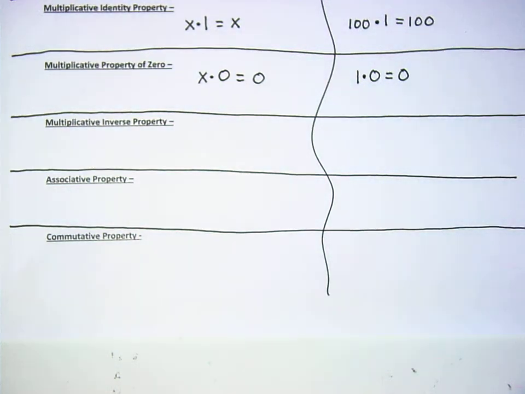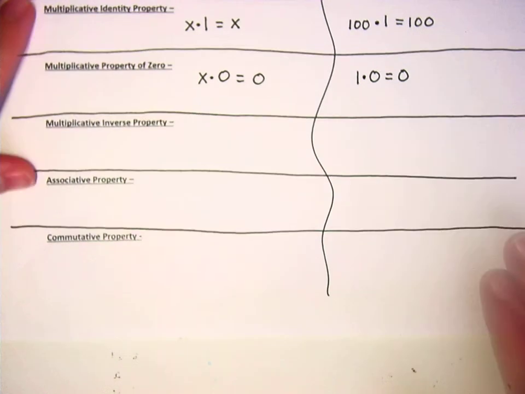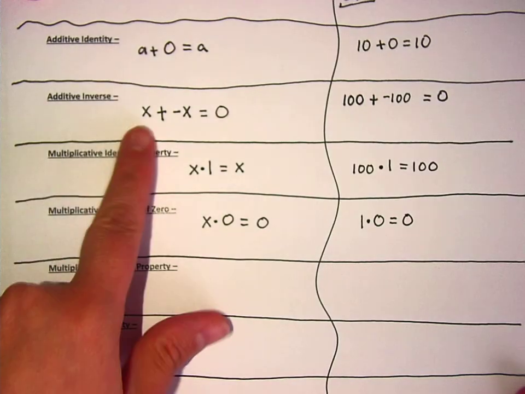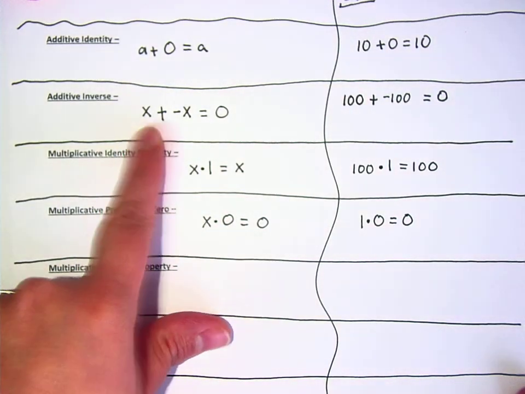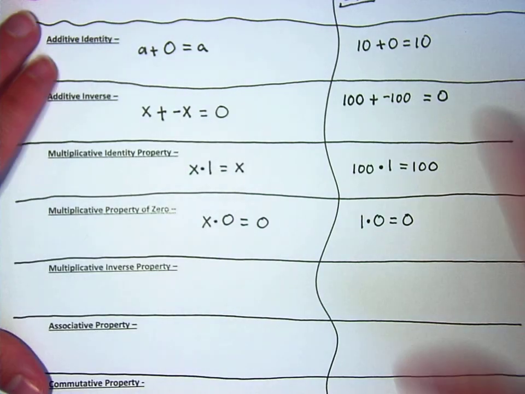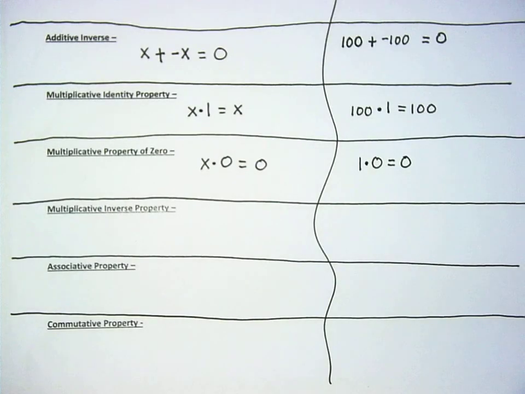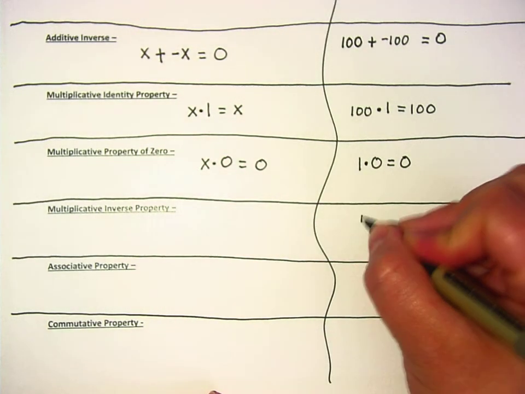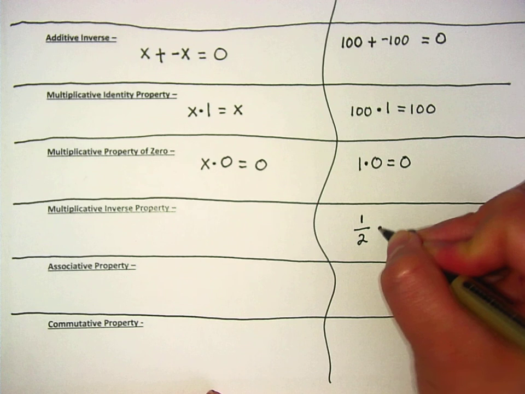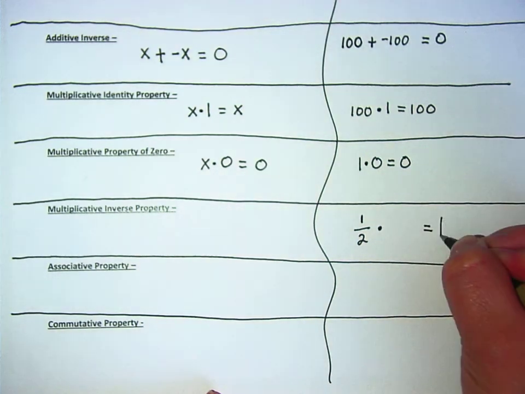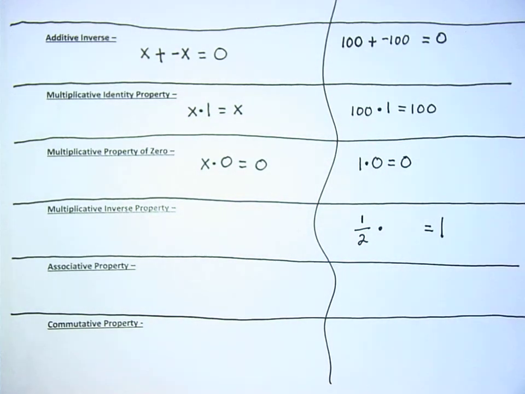Multiplicative inverse property. To remind you, look up. The inverse here was x and a negative x equals 0. Multiplicative inverse doesn't equal 0 at the end. It always equals 1. So what I want you to think right now is, what could I multiply 1/2 by to get to 1? It's a hard thing to think about. What could I multiply 1/2 by to get to 1?